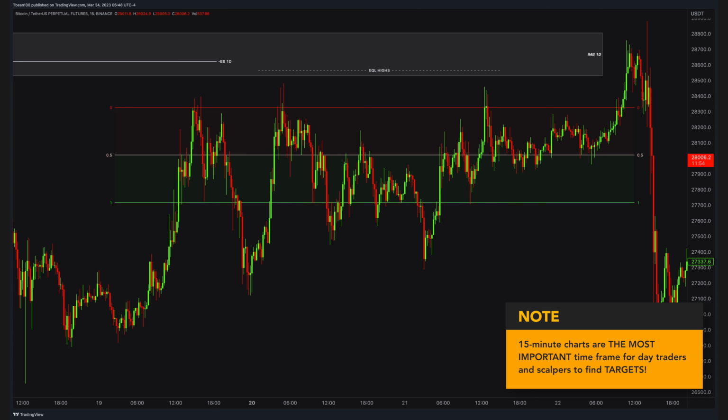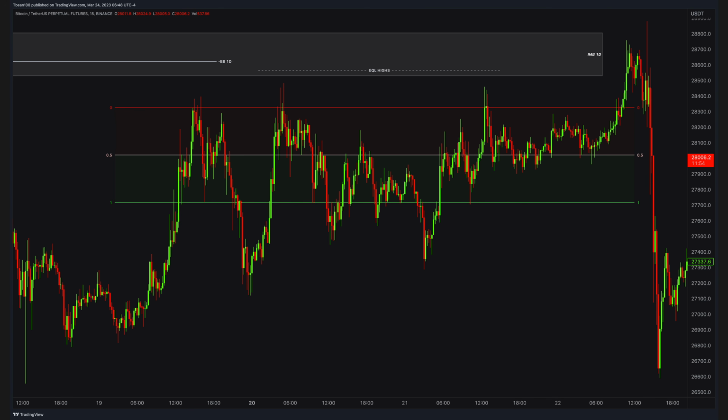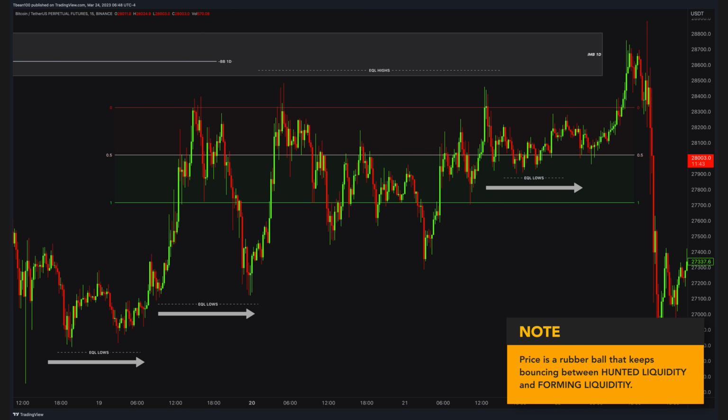Remember what I said before. Check the liquidity. All trading is based on one thing: liquidity. Notice these equal lows right at this point. And go below again and notice another set of equal lows, going way below other equal lows. Remember, price is a rubber ball that keeps bouncing between hunted liquidity and forming liquidity.